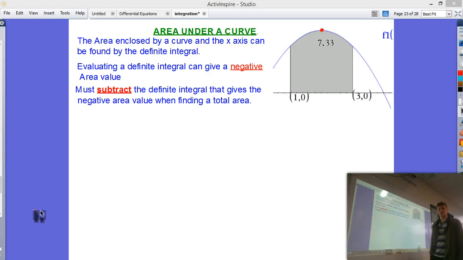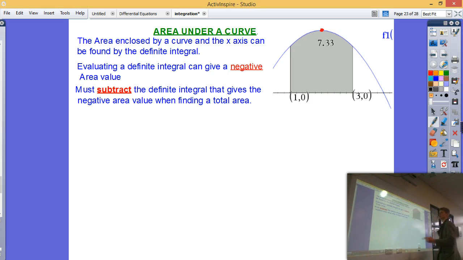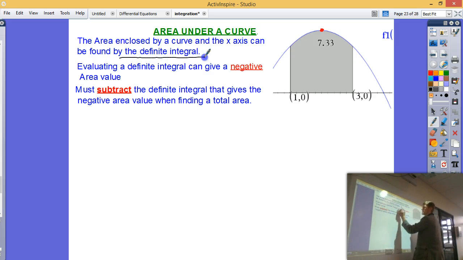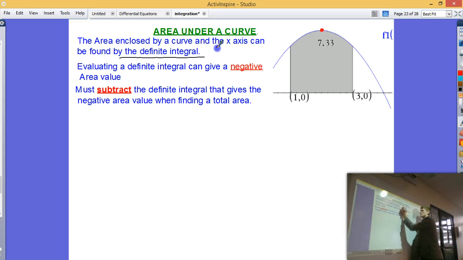Hello class, this is to follow up what we did in lesson today, looking at the area under the curve. So let's recap what we established in class: that the area enclosed by a curve and the x-axis can be found by a definite integral. That's these guys with limits.